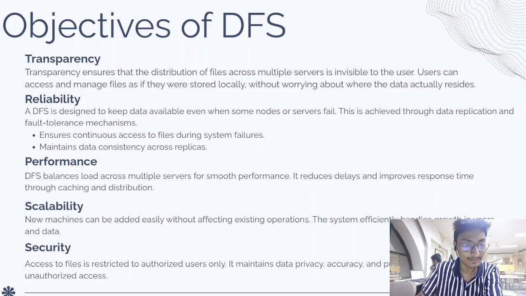This is another smart trick, which is caching. If you access a file, the system might keep a temporary copy of it somewhere physically closer to you. So next time you ask for it, it's super fast to retrieve. It's all about reducing the delays and making the system feel quick and responsive.